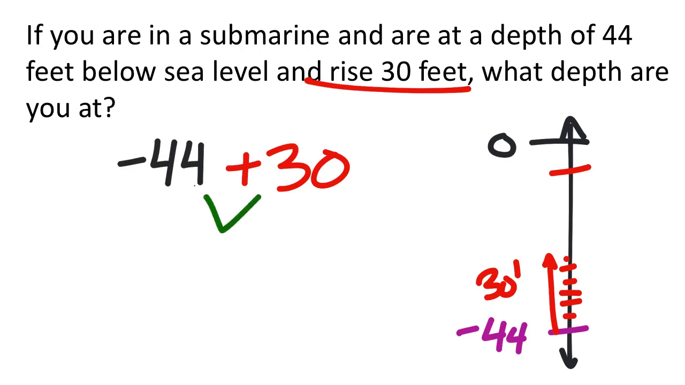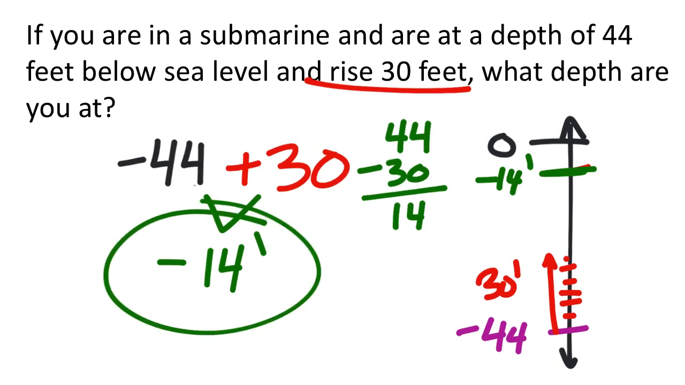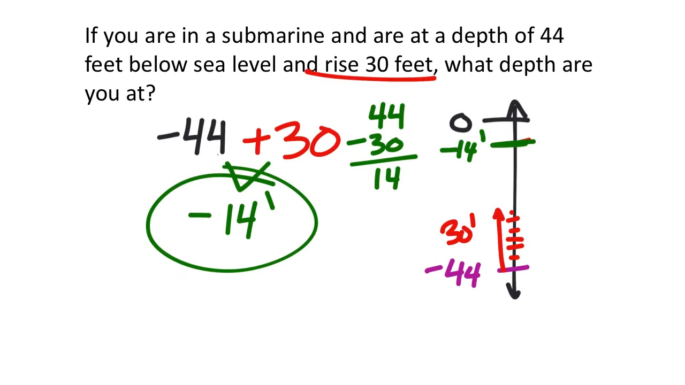We are adding opposite signs, and there's more negatives than positives, so I know my answer is negative. Then we just take the big number and subtract the small one. 44 minus 30, 14. So your final depth, if you started from 44 feet and rose 30 feet, you would end up here at negative 14 feet. Or, if this was a written problem, I would be okay if you wrote negative 14 feet.